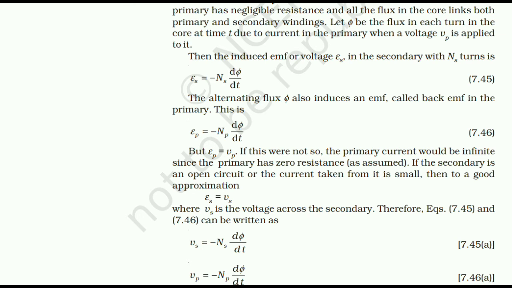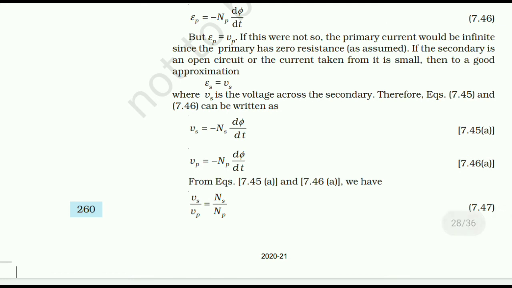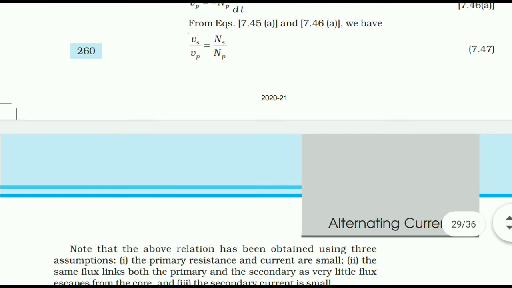If the secondary is an open circuit, or the current taken from it is small, then to a good approximation Es is equal to Vs, where Vs is the voltage across the secondary. Therefore, the equations can be written as Vs equals minus Ns d phi upon dt and Vp equals minus Np d phi upon dt. From these equations we have Vs upon Vp equals Ns upon Np.